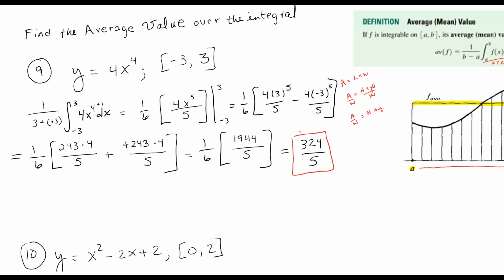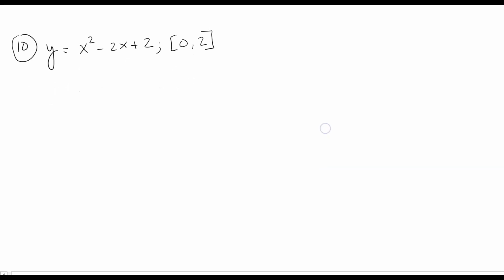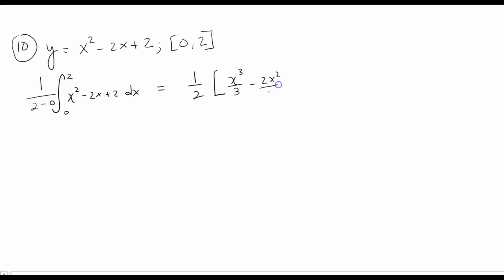So that's one good example down. Let's take a look at one last one here. We are looking here at number 10, and we are going to integrate it. Integrate x squared minus 2x plus 2 dx, of course, from 0 to 2. We're going to say 1 over 2 minus 0. So right off the bat we write 1/2, and we're going to say, okay, x cubed over 3 minus 2x squared over 2 plus 2x, evaluated from 0 to 2.